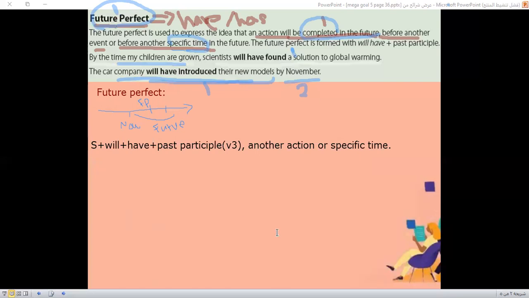طيب هل الترتيب يفرق ثالث؟ No. I can start with the time here or with another action and then I can say my sentence in the future perfect. But always in the meaning, this one means it comes first, and always this one comes second. طيب, let's give an example ثالث.